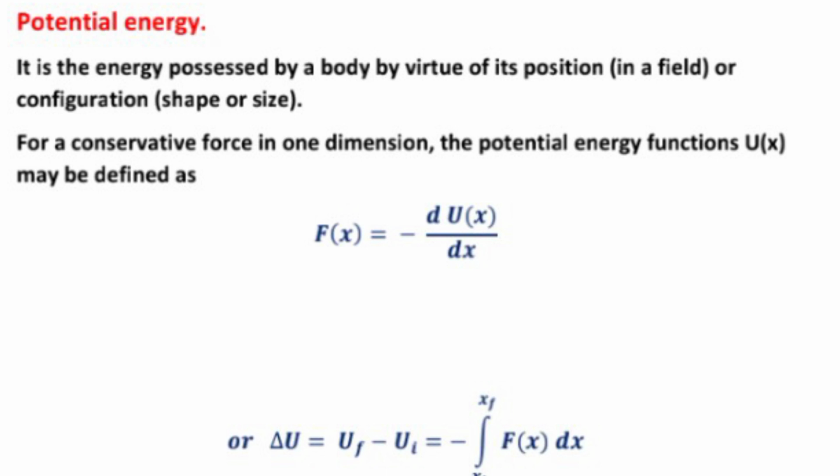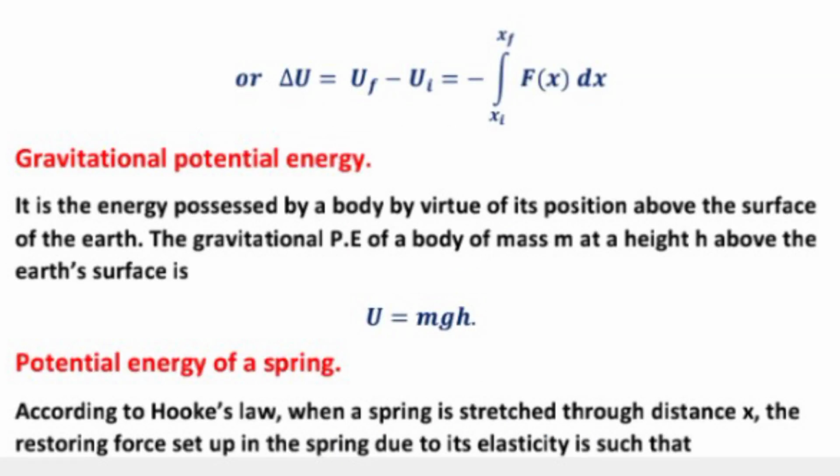Gravitational potential energy. What is gravitational potential energy? It is the energy possessed by a body by virtue of its position above the surface of the earth. The gravitational potential energy of a body of mass m at height h above the Earth's surface is U equals mgh.